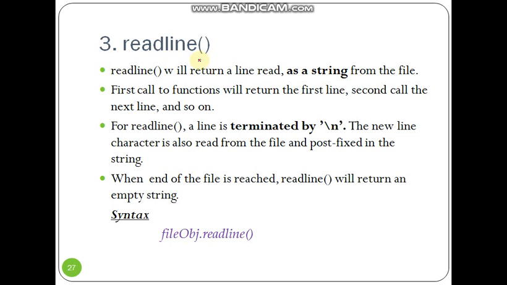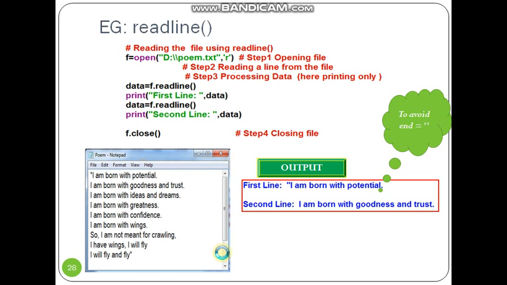Now let's see readline. Readline reads a single line and returns it as a string. If you want to read one by one, first read the first line, then the second line, like that. There is an end of line character, that is \n, after each line, so it will read up to that \n. When it reaches the end of file, readline will not return anything; it returns an empty string. At that time you can stop looping.